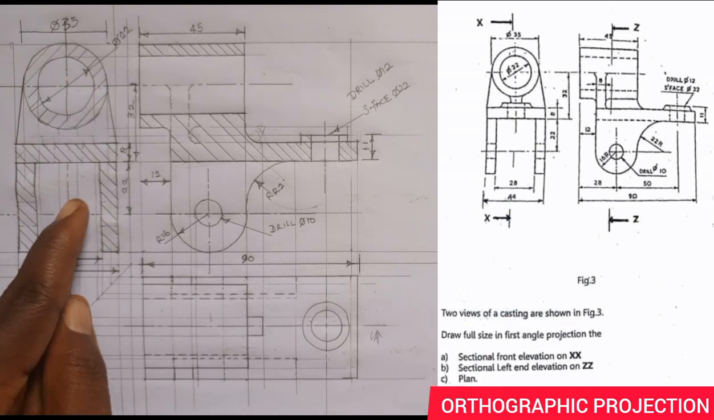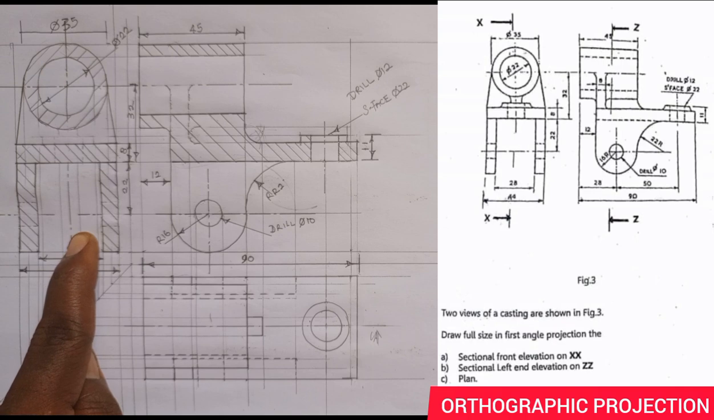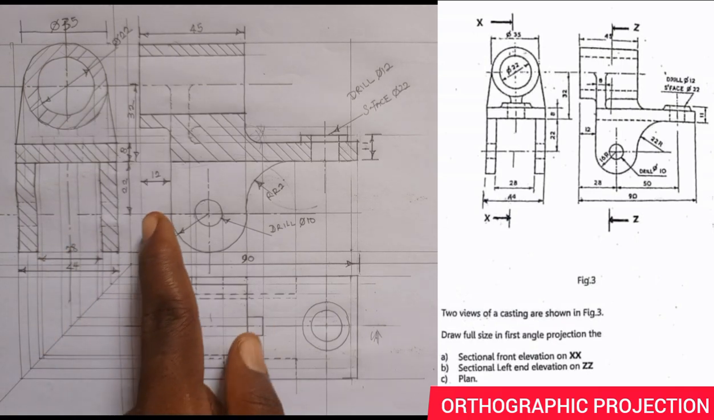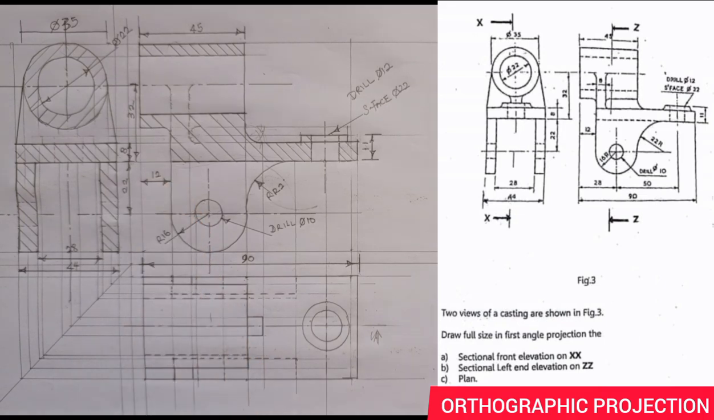This is the end view, the sectional front elevation XX, right? This is the sectional left end elevation ZZ. This is the plan. So A, B, C, that is the solution to this question.